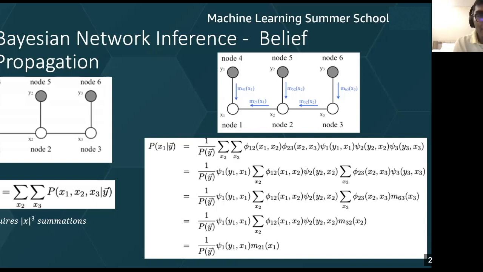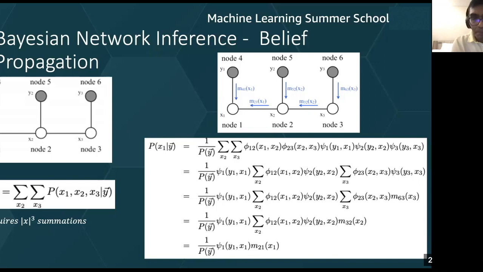Let's say you have a graph with 6 nodes and you are interested in finding the posterior, that is, the probability of x1 given y1, y2, y3. Then the way you would do this is to marginalize out the features x2 and x3. Let's say the cardinality of the feature is represented by mod of x. So in this case, for estimating the posterior for a given value of x1, you would have to perform mod of x2 into mod of x3 summations, right? And then doing this for all possible values of x1, you would end up with mod of x1 into mod of x2 into mod of x3 summations.